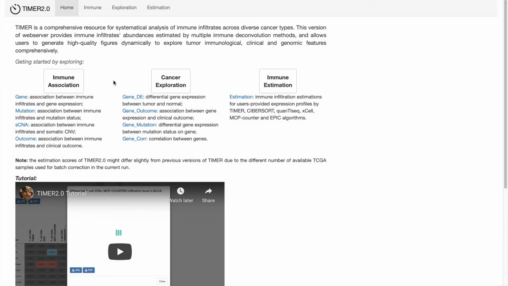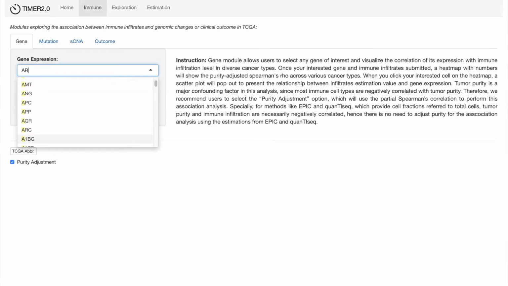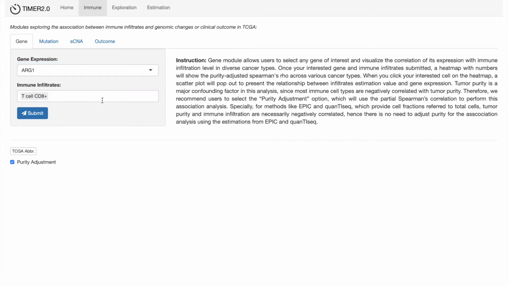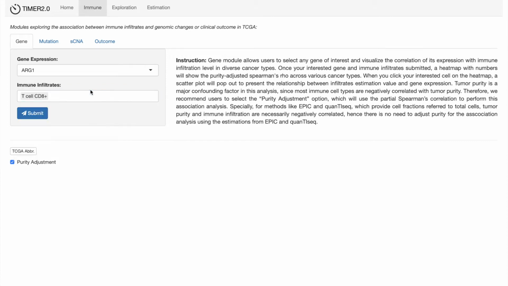For example, ARG1 is predominantly expressed on tumor-associated macrophages, which are a well-known immunosuppressive cell type. And we can use the gene module here to test whether the expression of ARG1 is associated with T-cell infiltration in tumors. So we can go to the gene module by clicking here and type the ARG1 gene. And we can select the immune cell type we are interested in. Here I will use the CD8 T cell as an example.